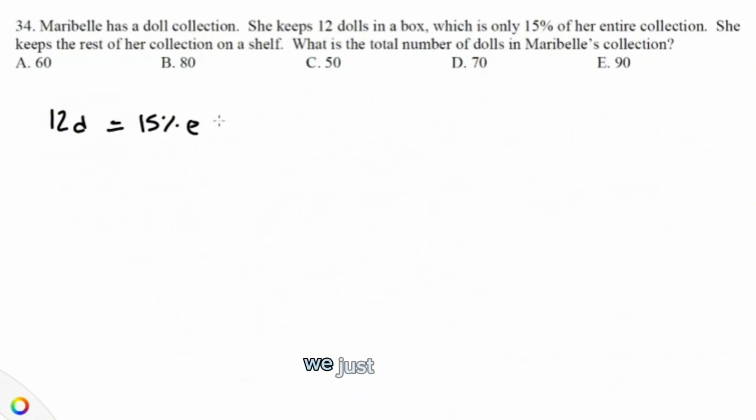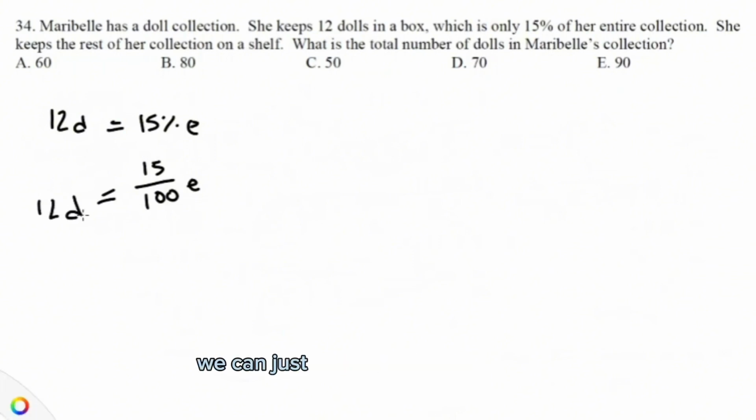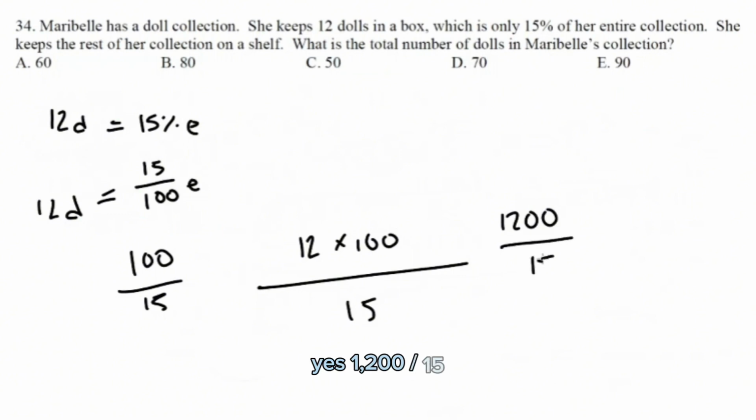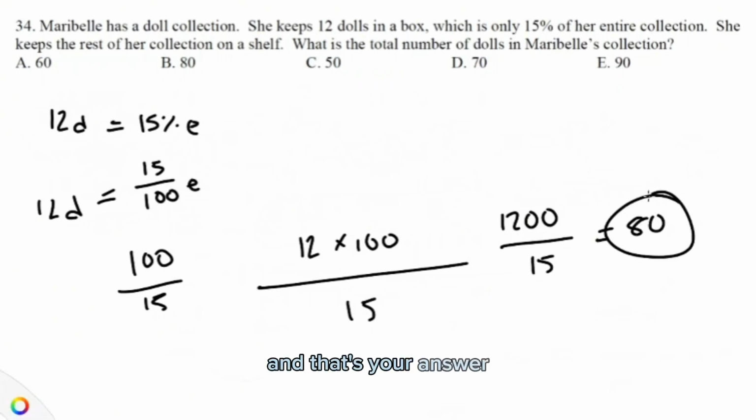So all we have to do is get rid of the 15% in front of this. We can do this by seeing what the fraction of this is. This is 15 over 100. So E is equal to 12. To get rid of it, we can just multiply by the reciprocal, which would be 100 over 15. So 12 times 100 over 15. That's just 1,200 divided by 15. 1,200 divided by 15 is 80. And that's your answer.